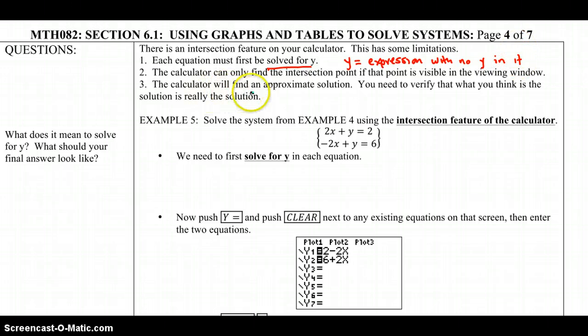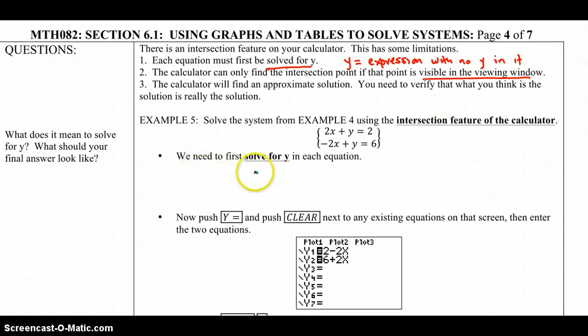And then the calculator can only find the intersection point if that point is visible in the viewing window. So sometimes it means we need to play with the window options, x min and x max, on the calculator to find that intersection point. And then the calculator can only find an approximate solution. So you do need to verify that what you think is the solution really is. So example 5 says to solve the system from example 4 using this intersection feature of the calculator.